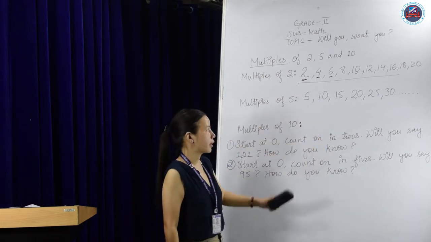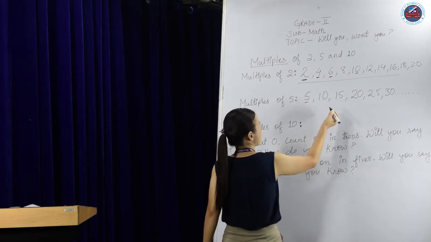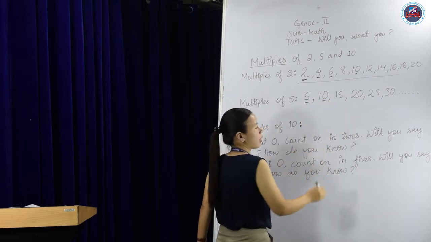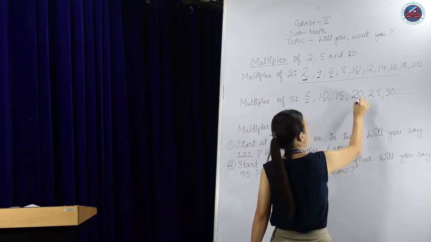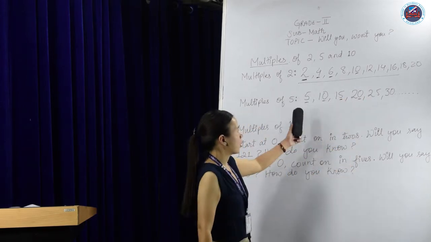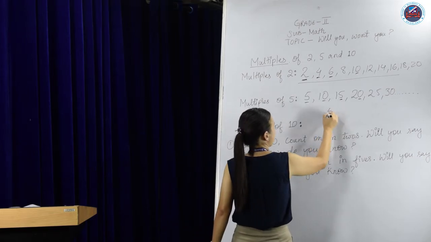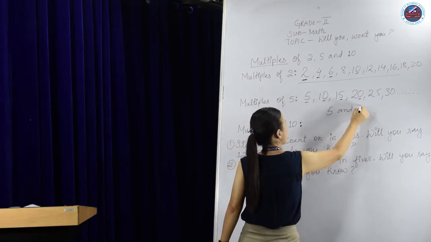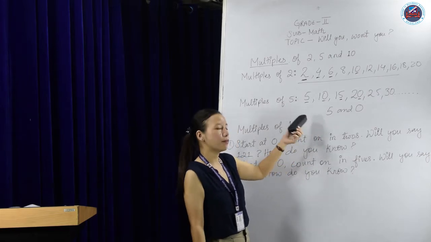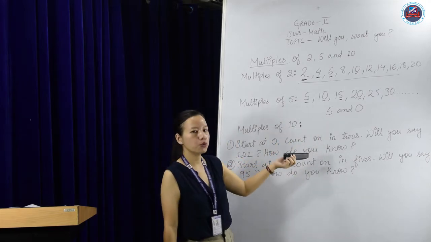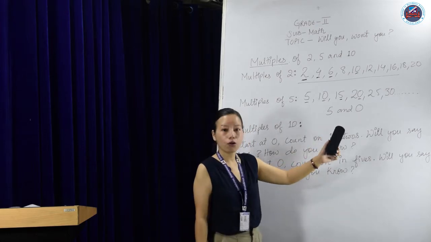Now let's have a look at these multiples of 5. We have 5 in the ones place, then 0 in the ones place, and again 5 in the ones place, and again 0. That means when we look at the multiples of 5, we find that the ones place is 5 or 0, right? So for a number to be a multiple of 5, we have to check whether the ones place is 5 or 0.